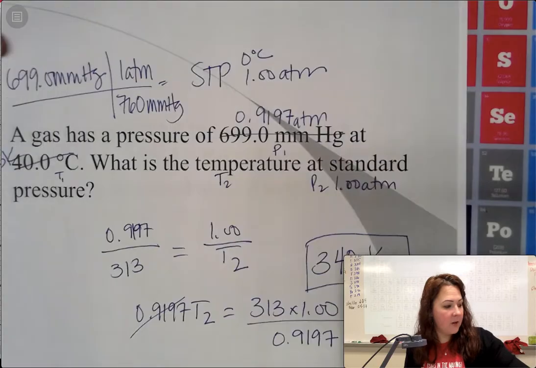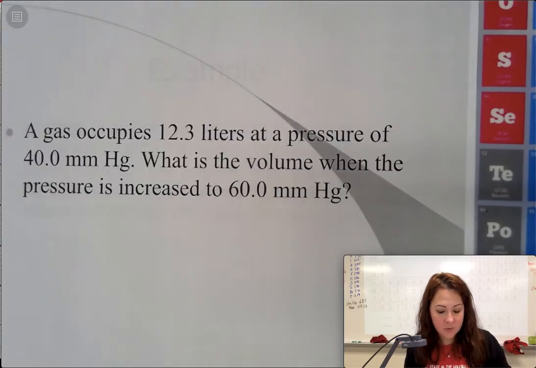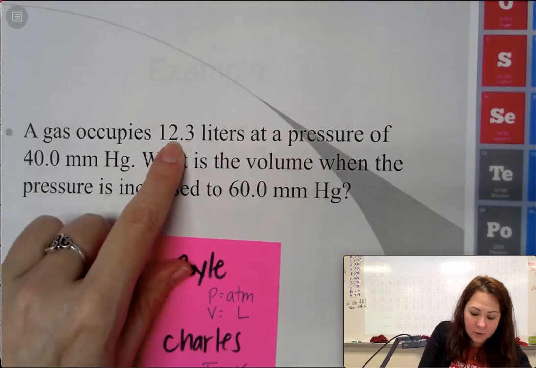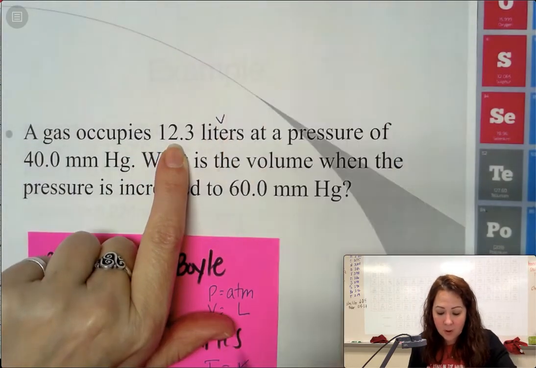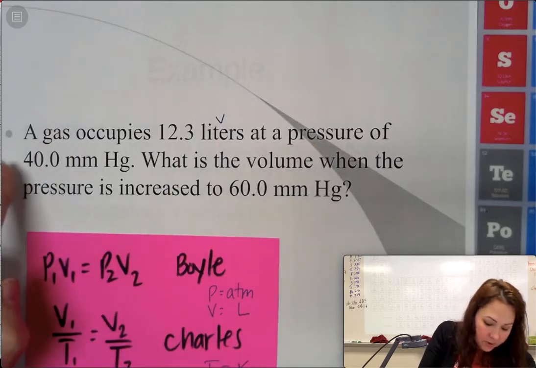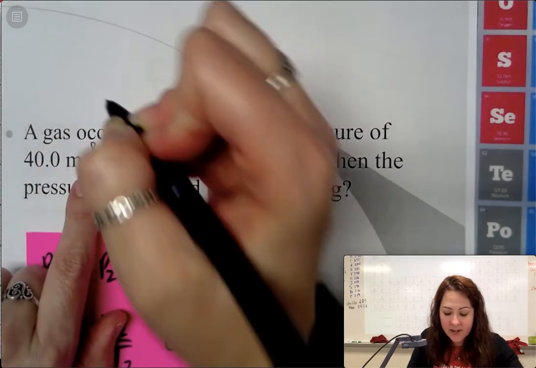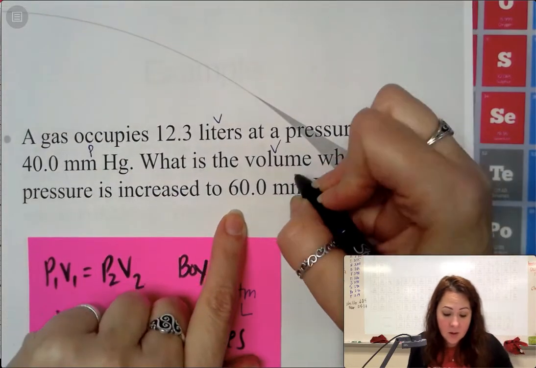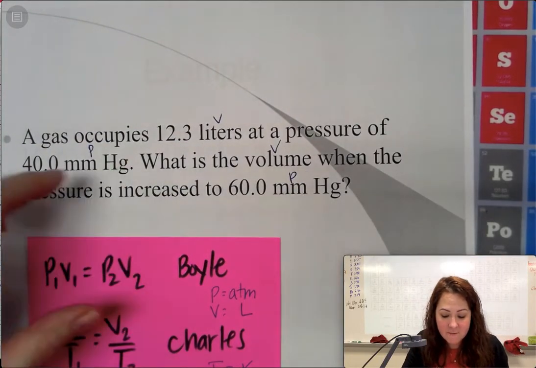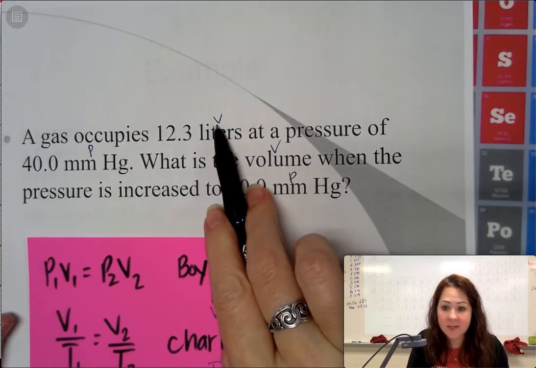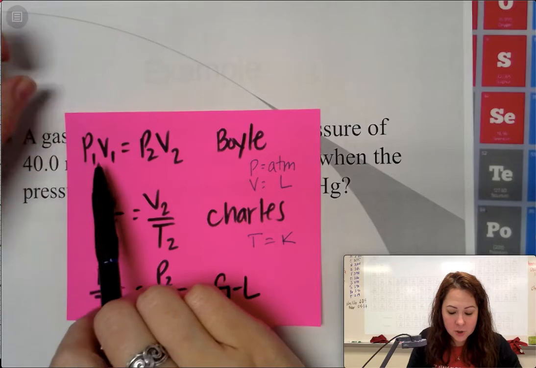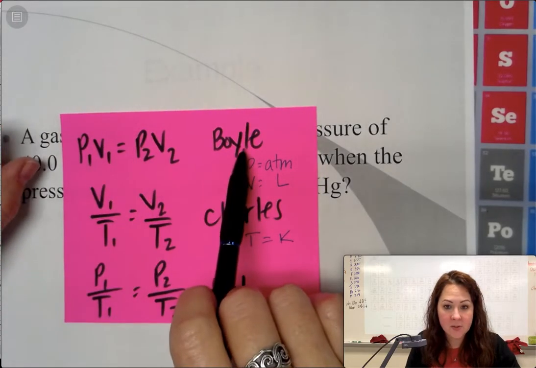And we have one final practice problem here. For my last practice problem, it says a gas occupies 12.3 liters, that's a volume, at a pressure of 40 millimeters of mercury, pressure. What is the volume when the pressure increases to 60? So in this problem, I just have volume and I have pressure. It doesn't mention anything about temperature. So if I just have volume and pressure, this example is going to use Boyle's law.